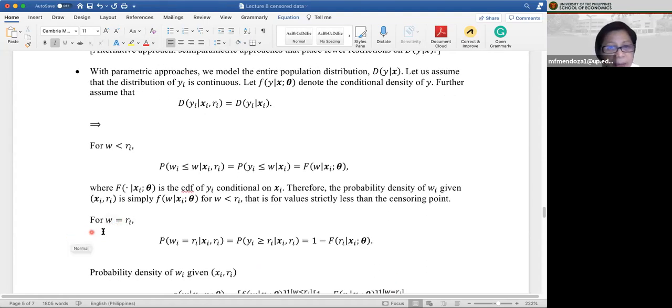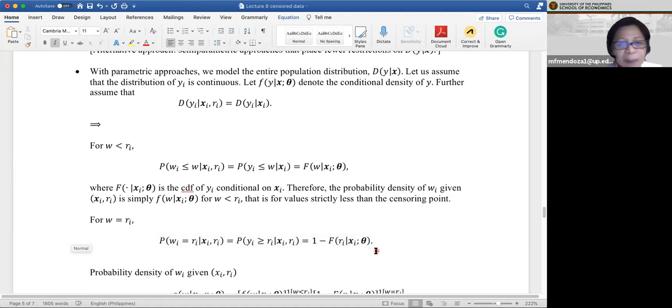Okay, so now let us see if W is equal to R sub I. So Y sub I is either equal to the censoring value or greater than the censoring value. So that event is when Y sub I is greater than or equal to R sub I, conditional on X sub I, R sub I. Note that the complement of this is Y sub I is less than R sub I. So this would be 1 minus the CDF evaluated at R sub I, conditional on X sub I.